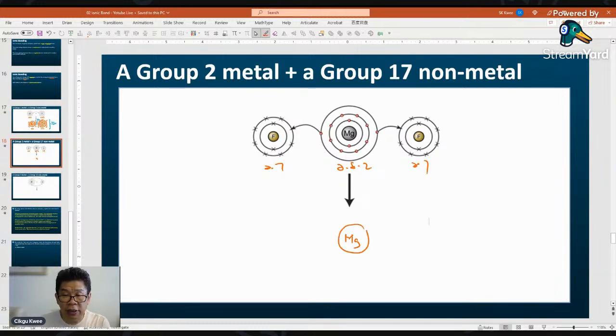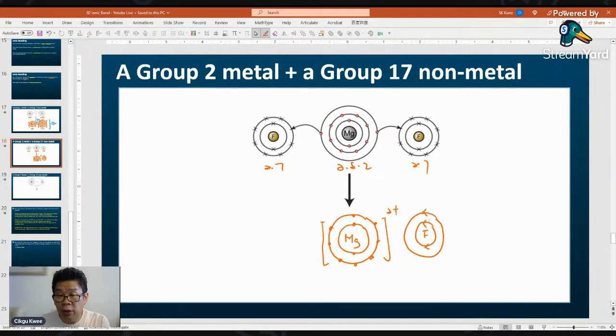The first circle is the first shell, and the second circle is the second shell. 1, 2, 3, 4, 5, 6, 7, 8. The charge will be 2 positive. Fluorine, after receiving an electron, will become 2,8 also, and the charge is 1 negative. And then we have another fluorine.